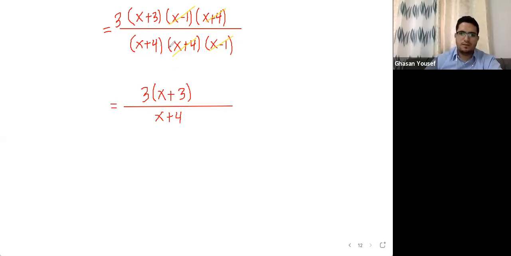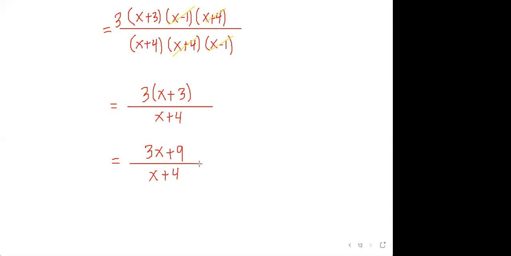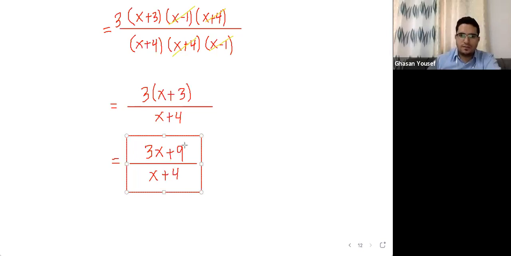And that's it. Okay, does anyone have a question? Yeah, what's your question? Do you distribute the 3 to the x plus 3, or do you just leave it like that? Yes, you can distribute it, or you can leave it like this. So you can say 3x plus 9 over x plus 4, or you can leave it like this. Both of them are correct. Any other question?